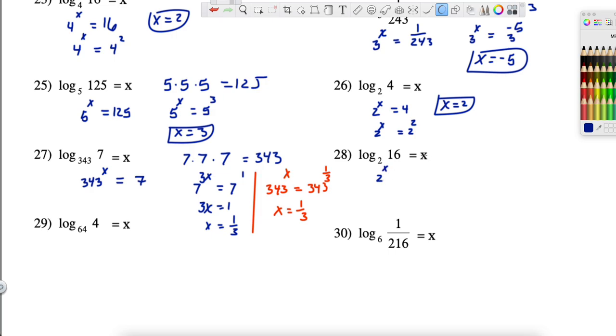Another easy one here, 2 to the x is 16. 2 to the what is 16? I hope you see that 2 to the 4th is 16. So x is 4.